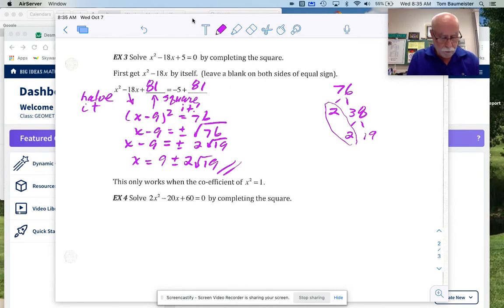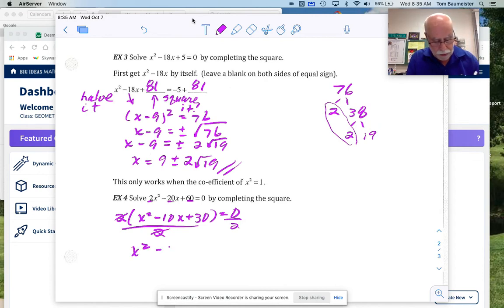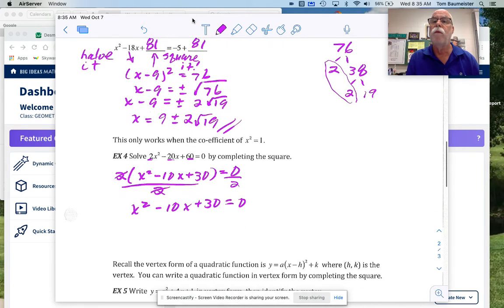completing the square. Well, if we look at it here, I have a 2 there, I have 20 there, I have 60 there. So I know I can factor out a 2. So if I factor out a 2, I'll get x squared minus 10x plus 30 is equal to 0. Now remember, I can divide by 2 now. 2 divided by 2 is 1. And 0 divided by 2 is just going to be 0. So now I have x squared minus 10x plus 30 is equal to 0.